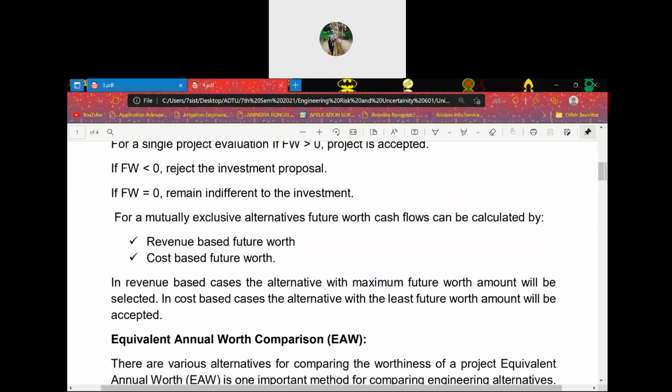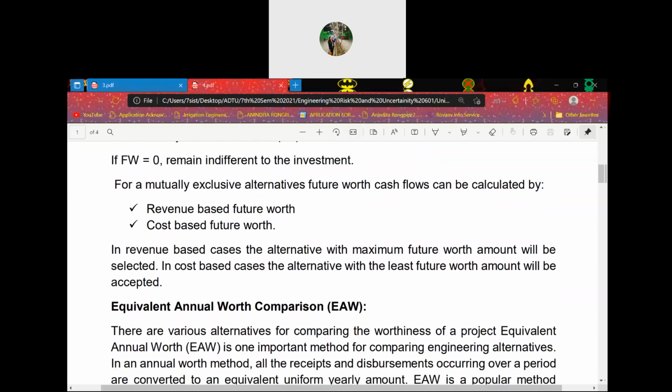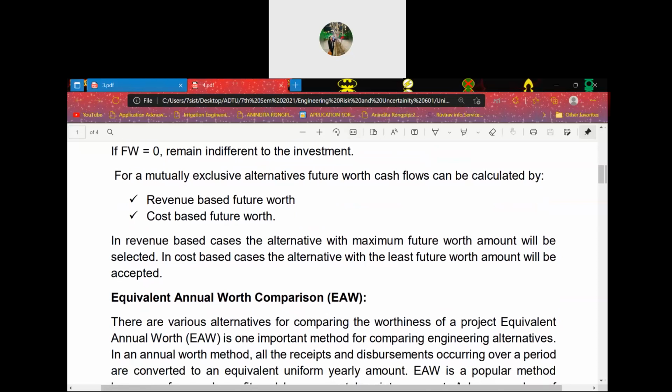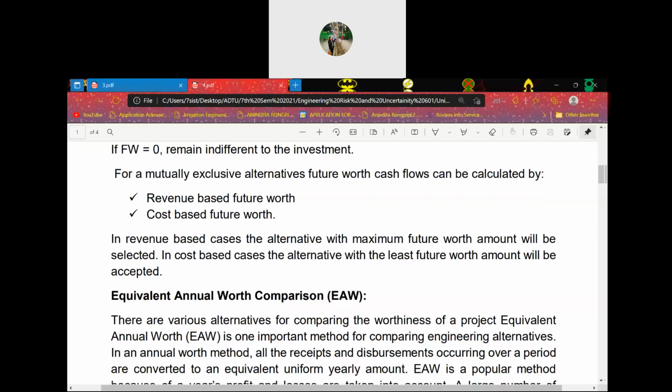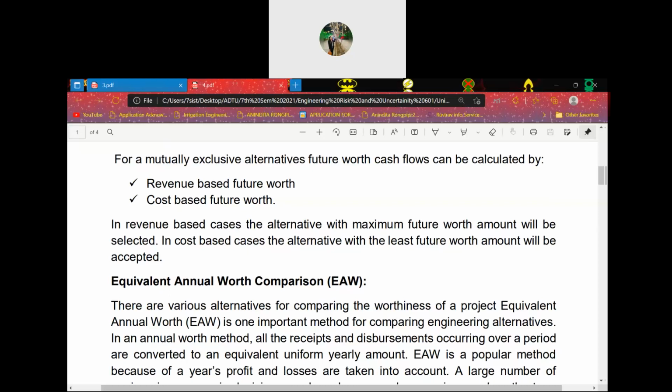Equivalent annual worth comparison, EAW. There are various methods for comparing the worthiness of a project, and equivalent annual worth, EAW, is one of the most important methods for comparing engineering alternatives. In the annual worth method, all the receipts and disbursements occurring over a period are converted to an equivalent uniform yearly amount. Equivalent annual worth comparison is a popular method because a year's profits and losses are taken into account.